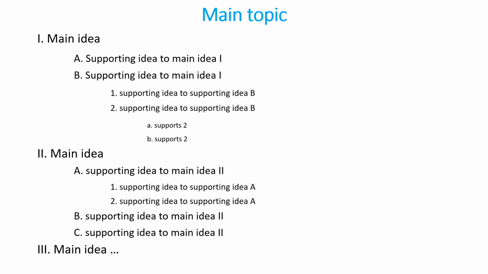Now if we look under I, main idea, the first one, we have an A and B. A and B support the main idea. The main idea supports the main topic. If we look under B, it has a 1 and 2. If we look under 2, it has a small a, small b. Now, all of this information supports the idea that's above it. That means the small a and small b support the number 2. Number 2 supports B, B supports I, and I supports your main topic.